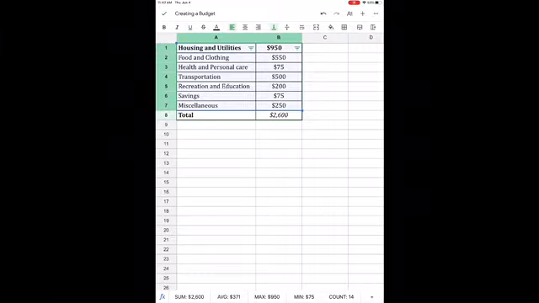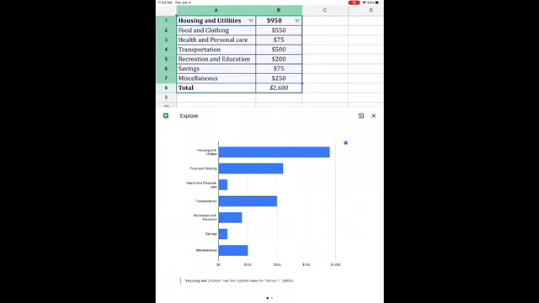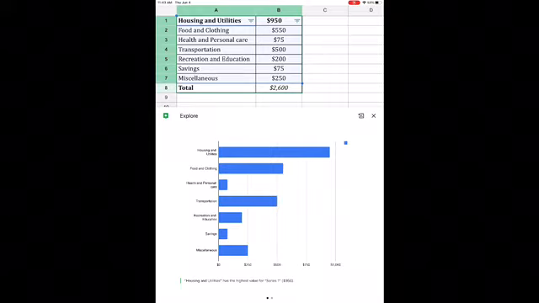And what I did is I went into the Google Sheets, I input the values, housing and utilities, 950, food and clothing, etc. And I've just selected those, and what I'm going to do is go in here and look at Explore. And when I push Explore, it automatically brings up a graph for me. This is a bar graph, okay? So it brought up a bar graph, which is quite amazing and easy to do. All we did was just select those cells in our spreadsheet program.